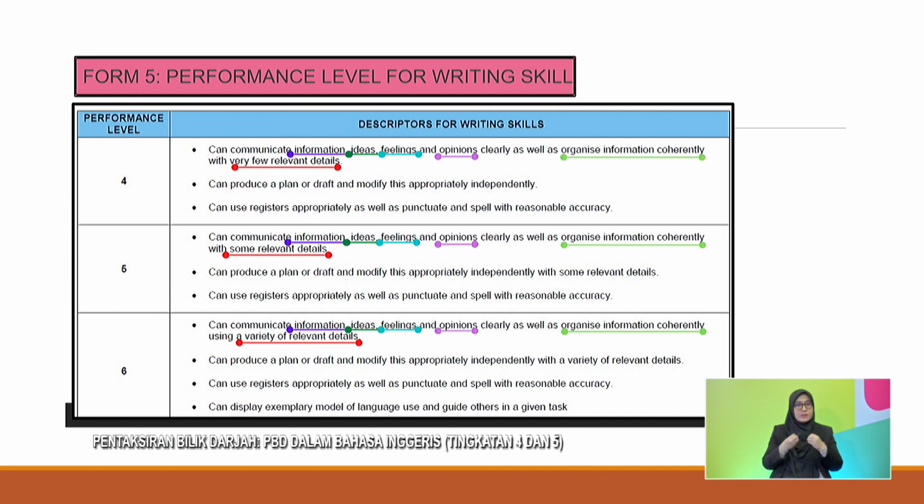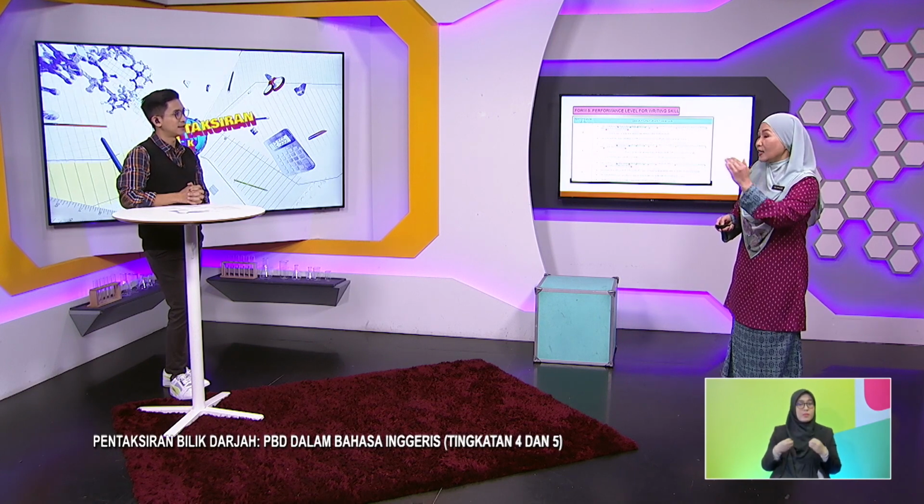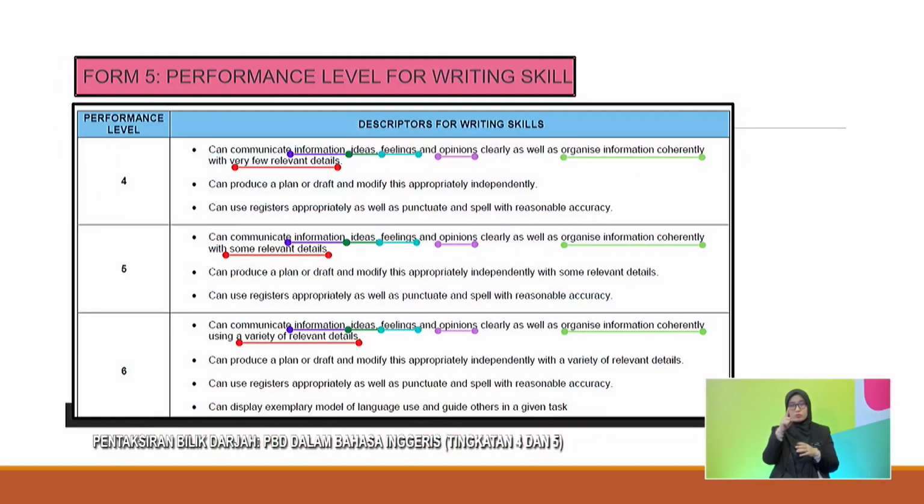That means the pupil not only will be able to process the information that they have to write, but they also need to include a variety of relevant details. Right. Relevant details. And then again, if you go down at the other bullets there, they can produce a plan and a draft appropriately, independently. So that would be another keyword there. And using registers appropriately, spelling must be accurate with reasonable accuracy. And the last one, display exemplary model of language use and guide others in a given task.